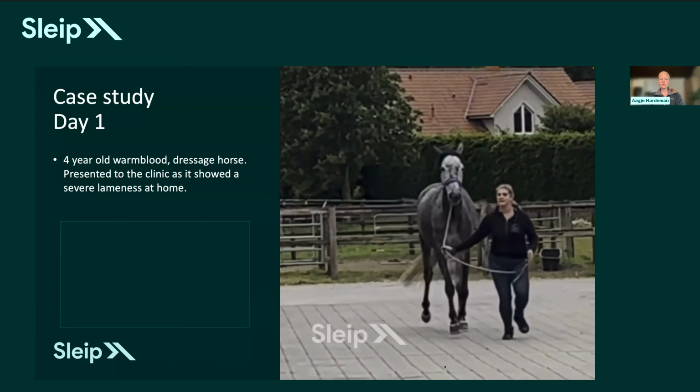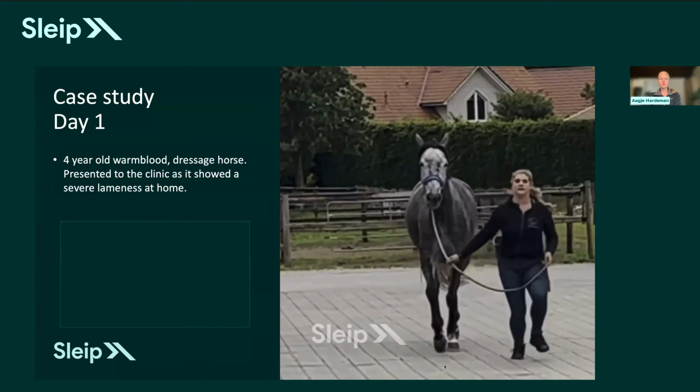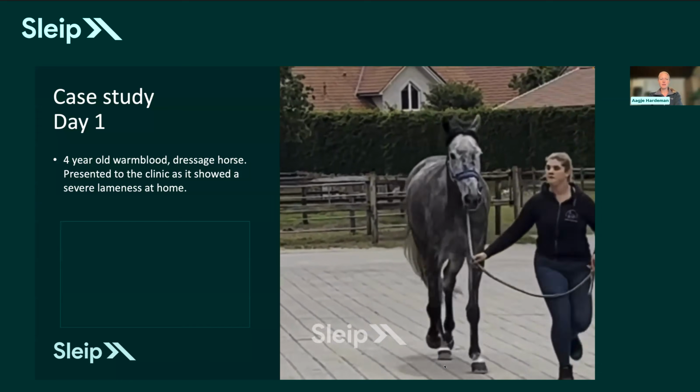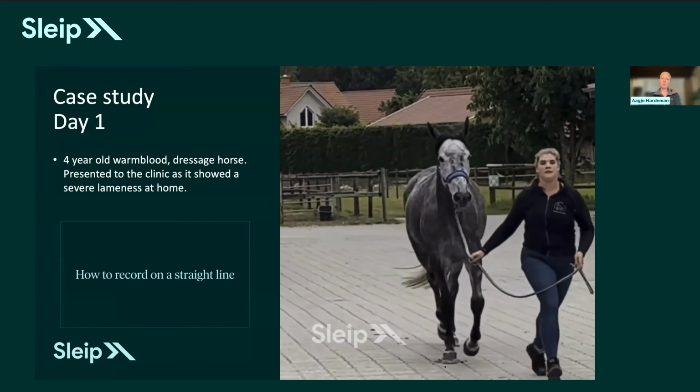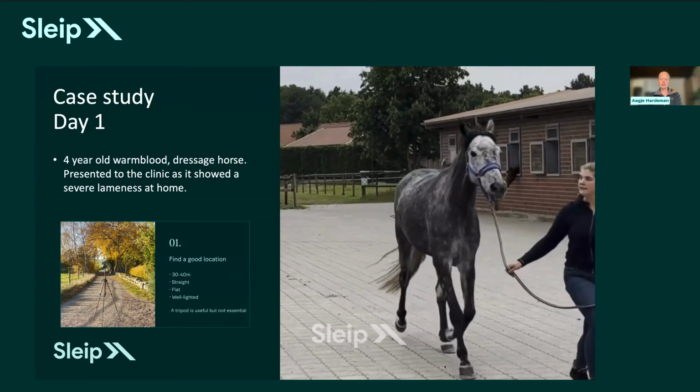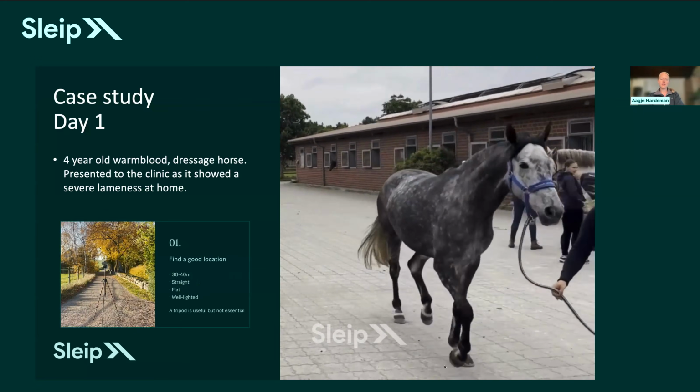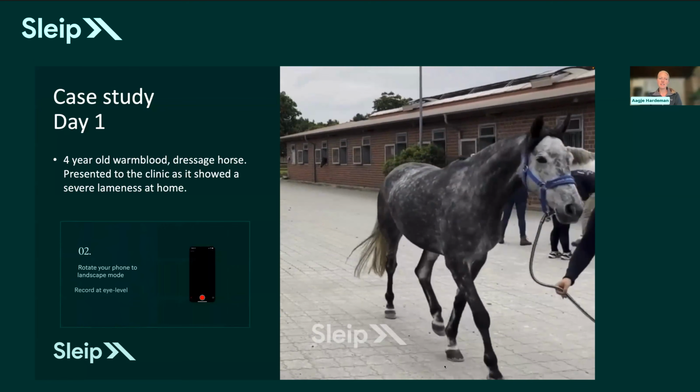As you can see, the horse is being trotted up twice, so 2 times up and 2 times down. That's actually quite important if you want to collect enough strides. For those of you who already used the Sleip application, you probably know this video on how to record on a straight line.